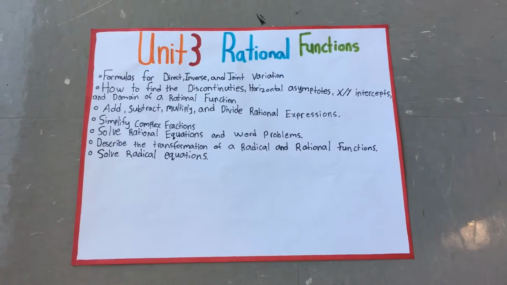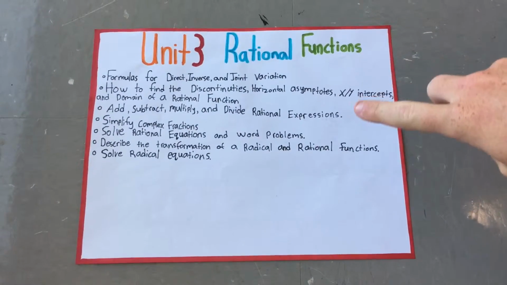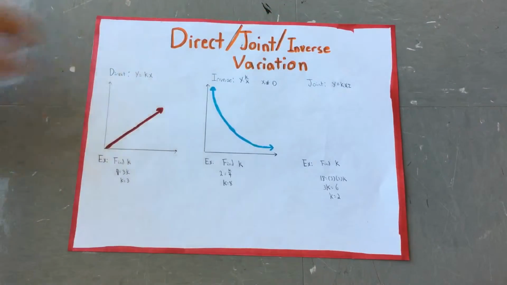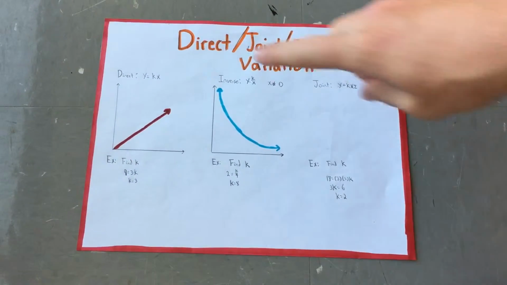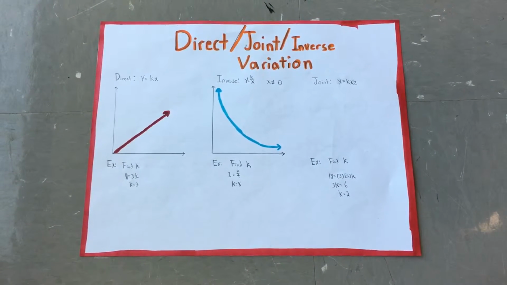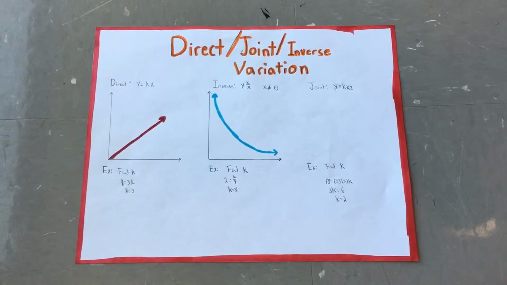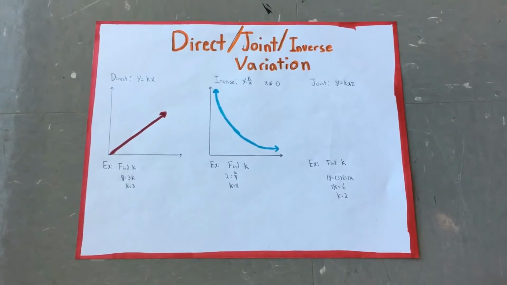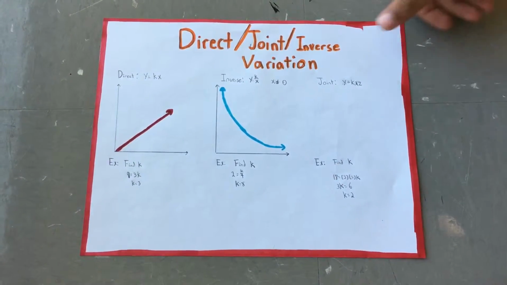Unit 3, rational functions. Here's the stuff we'll be going over. Direct, joint, and inverse variation. Here's direct variation, y equals kx; inverse, y equals k over x, where x cannot equal 0; and joint, where y equals kxz. And here's some examples.